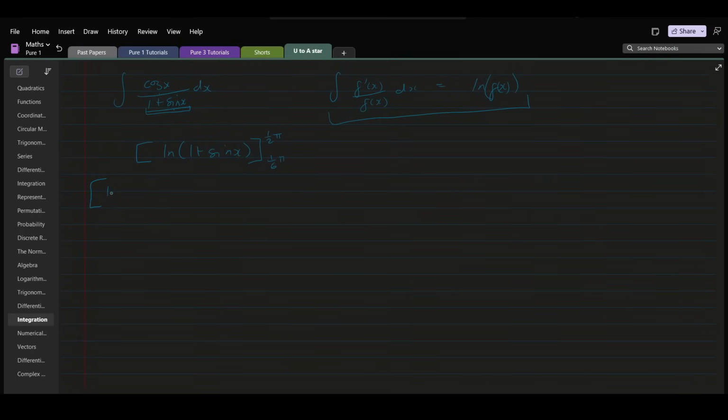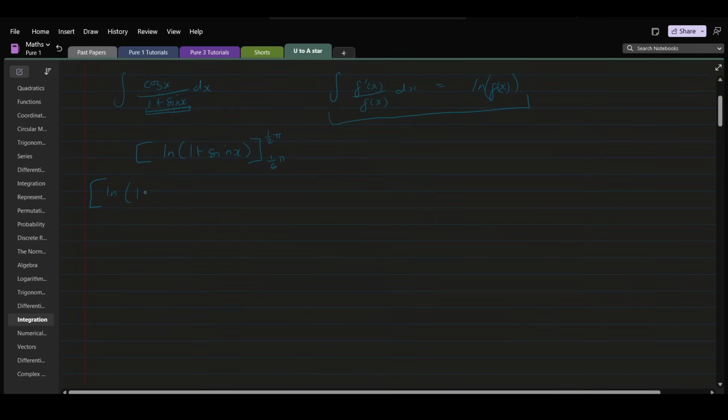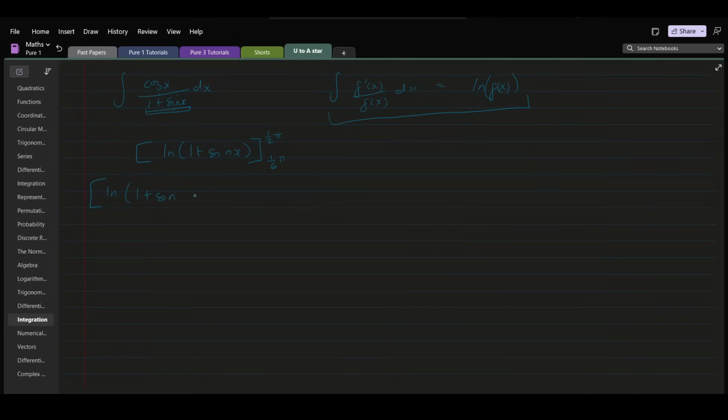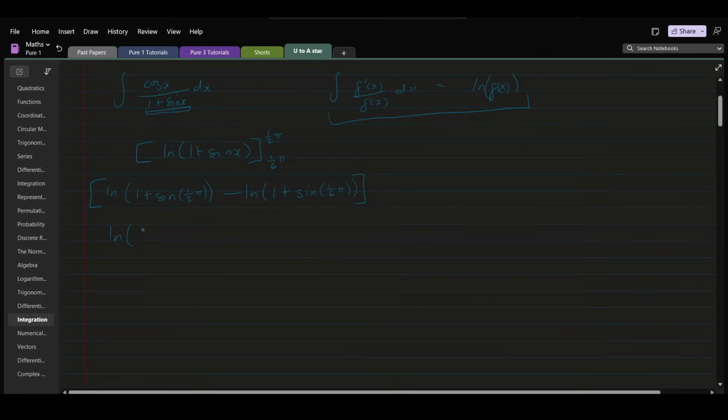So we've got ln 1 plus sine, let's start with our upper limit, that's 1 over 2 pi, minus our lower limit, ln 1 plus sine 1 over 6 pi. Let's close our bracket, and now let's punch this into a calculator. This would become ln 1 plus sine half pi. Make sure you're in radians.